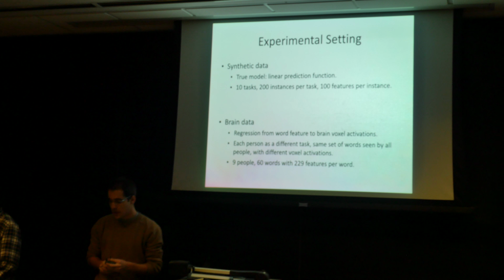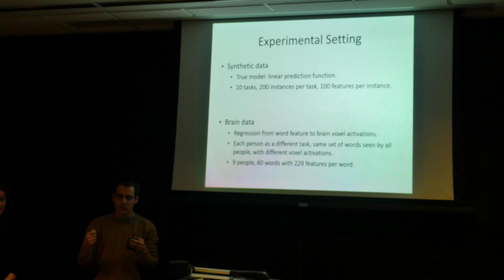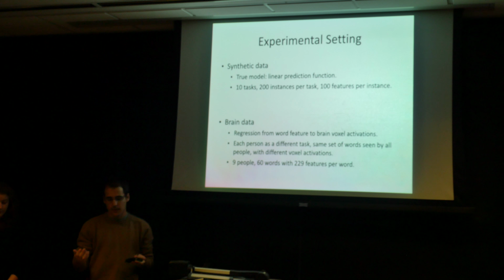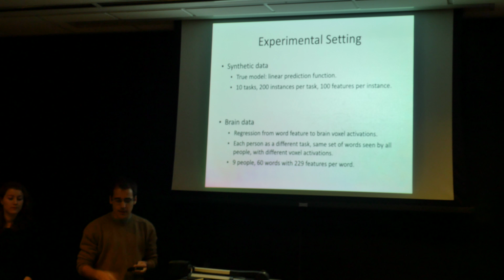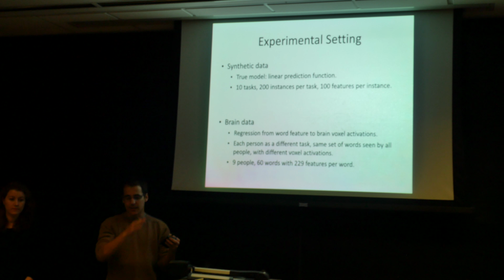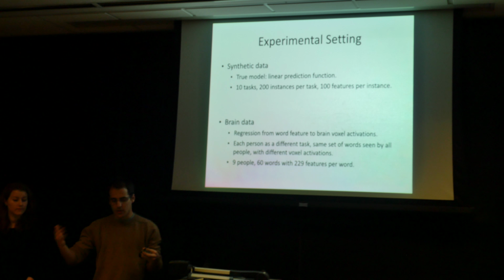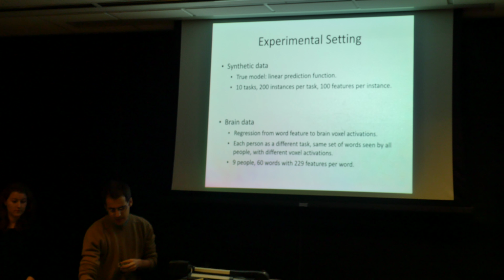To validate our models, we consider two types of data. Synthetic data, where we actually generate sigma 1 and sigma 2, sample the weight vector from the prior, and generate a linear model, adding some Gaussian noise, with 10 tasks, 200 instances per task, and 100 features. The other one was the brain data, where you regress from word features. Each person observes the same set of words with the same semantic features, and you try to regress to the brain voxel activation, which is different between different people. We treat each person as a task. This is a data set from Tom's group.